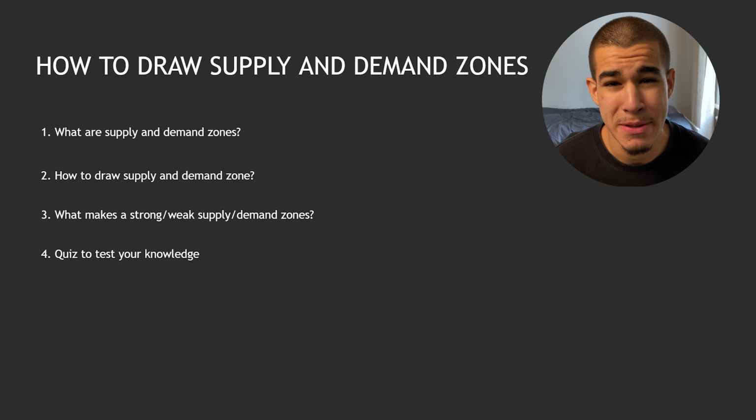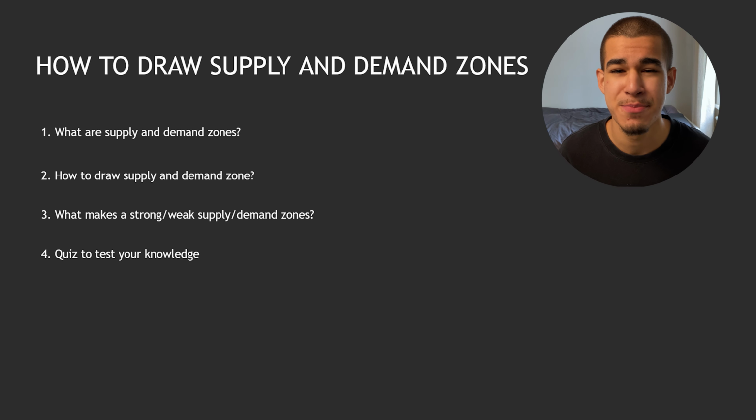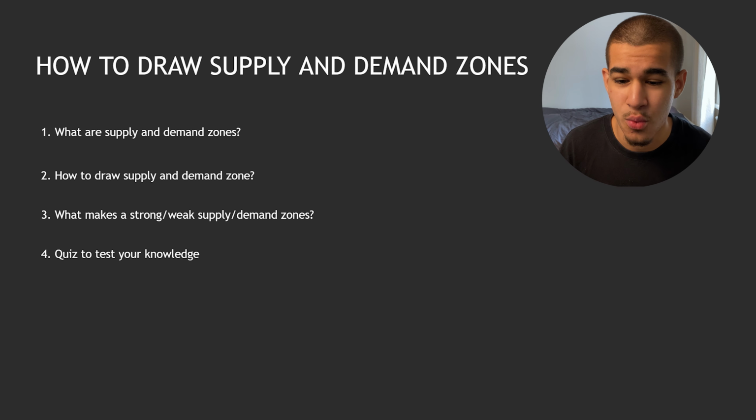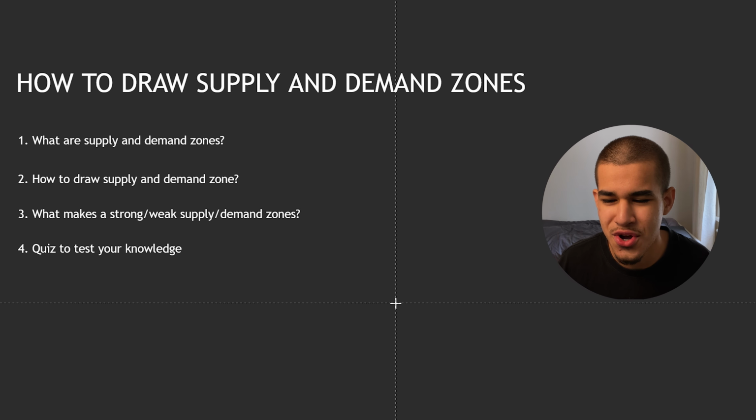I've seen a lot of people ask me how to draw your supply and demand zones, and honestly I've seen so many people drawing them wrong, so I thought I'd make this quick video to give you a free resource and teach you how to draw your supply zones, how to identify a good and bad demand zone, and then I have a quiz at the end to test your own knowledge. Alright, so what are supply and demand zones?